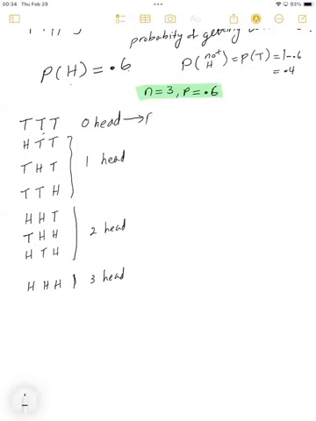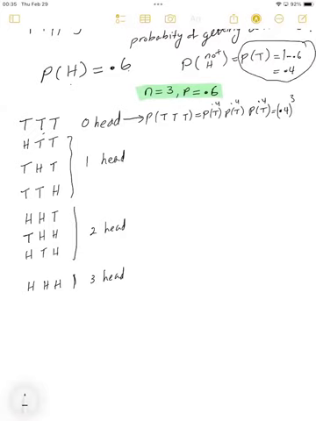If I want to find the probability of getting a tail and a tail and a tail, it is the probability of getting tail times probability of getting tail times probability of getting tail, because these are independent events. So I have to multiply these, and the answer would be 0.4 to the power 3, because if the probability of getting a head is 0.6, the probability of getting a tail is 0.4. So we multiply 0.4 by itself 3 times.